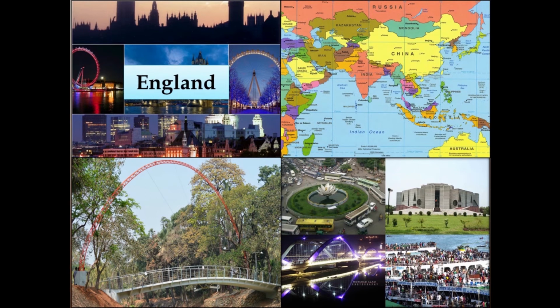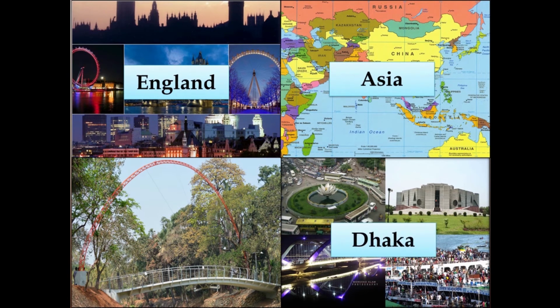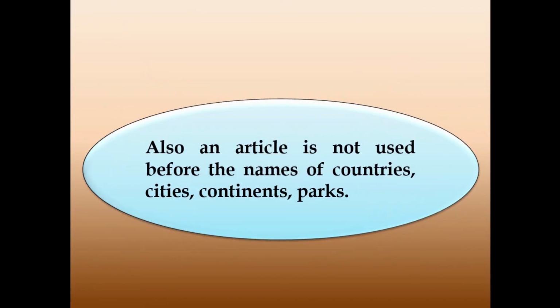Now you can see England, Asia, Dhaka, and Lake Park. Also, an article is not used before the names of countries, cities, continents, or parks.